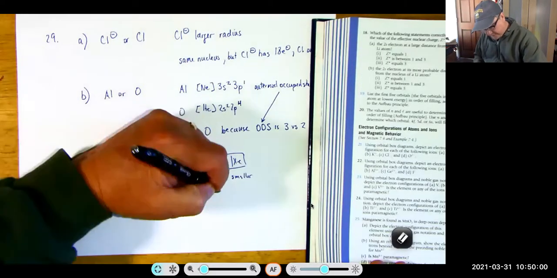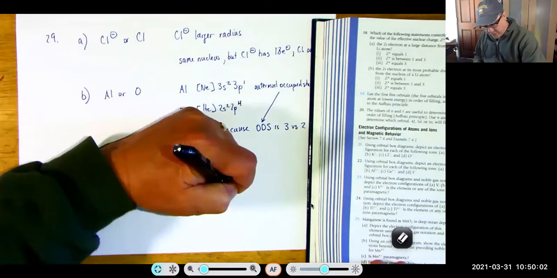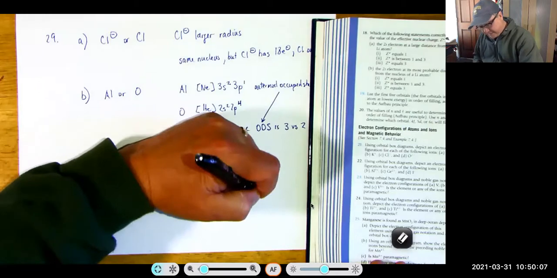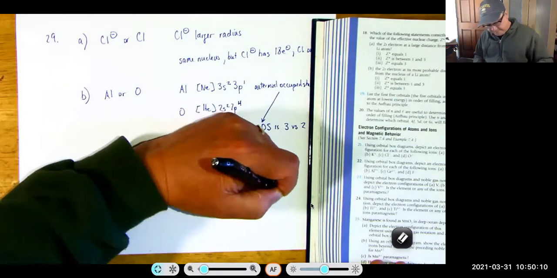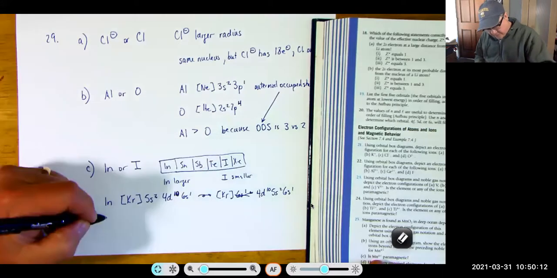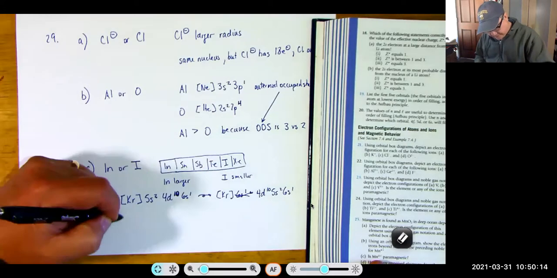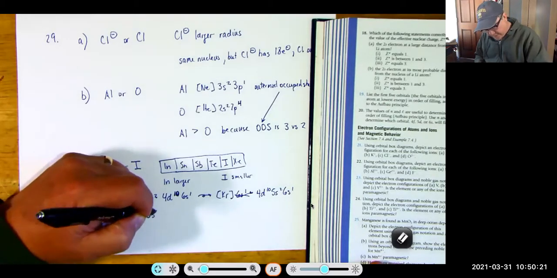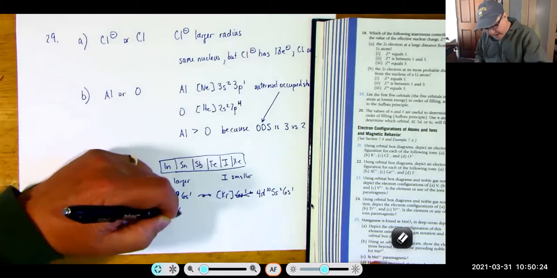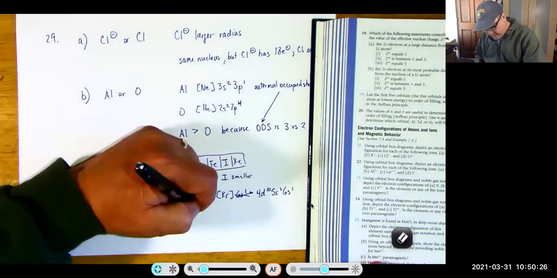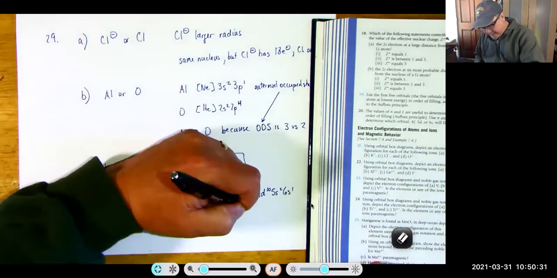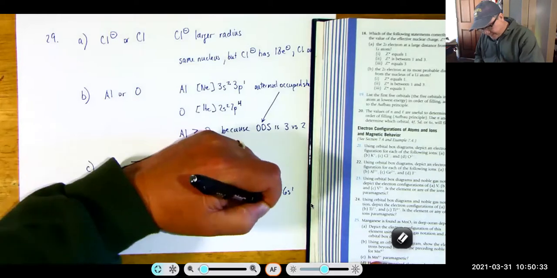When we rearrange this, we get krypton, 4d10, 5s2, 6s1 for indium. And for iodine, we're going to have krypton, 5s2, 4d10, 6s5. And when we rearrange that, we're going to get 4d10, 5s2, 6s5.